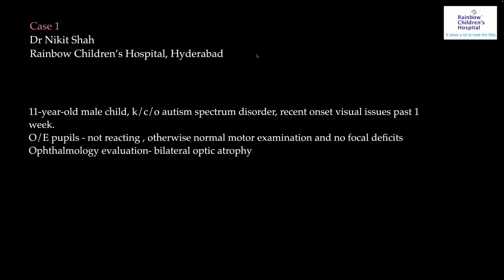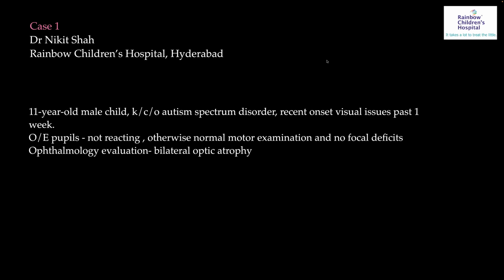It's an 11-year-old boy who was diagnosed as autism and he was undergoing therapies, improving. Presented with a 7 days history of loss of vision. On examination, pupils were not reacting. Otherwise, his motor examination and other cranial examination was fine. Ophthalmology evaluation, he was seen by ophthalmologist, and it suggested that there is a significant bilateral optic atrophy. No other clues on examination.